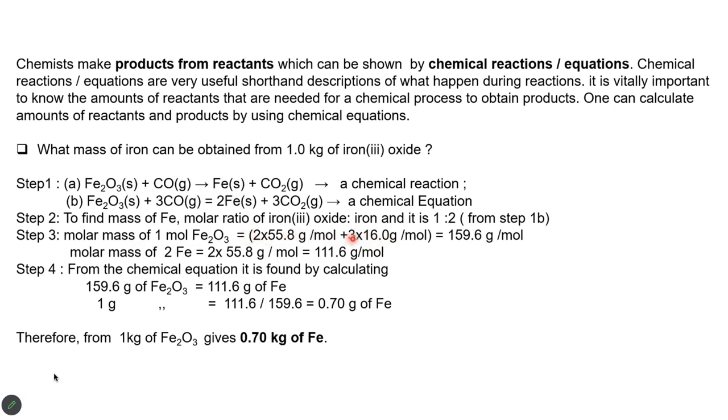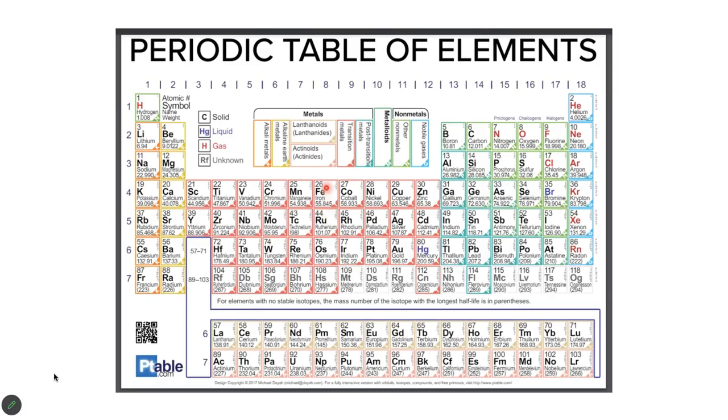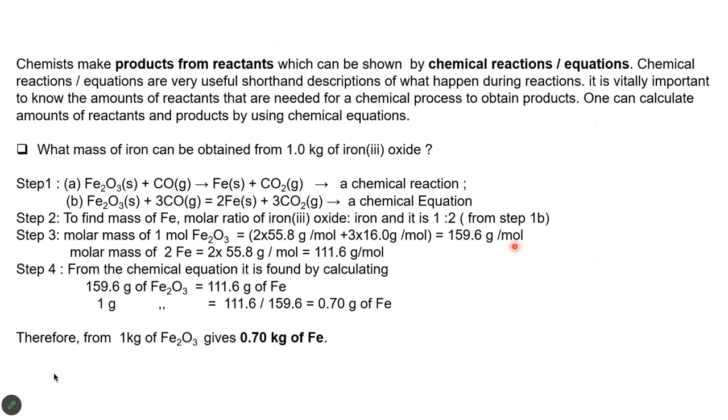Therefore, if we calculate it, we get 159.6 gram per mole. We get the molar mass of iron and oxygen, all elements, from the periodic table. In our case, iron is 55.8, and for oxygen we go here, 15.999, which we rounded up to 16. So from this periodic table, we get the molar mass of iron as well as the molar mass of oxygen, etc.